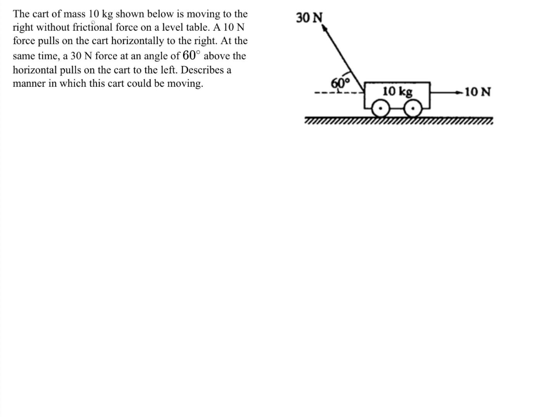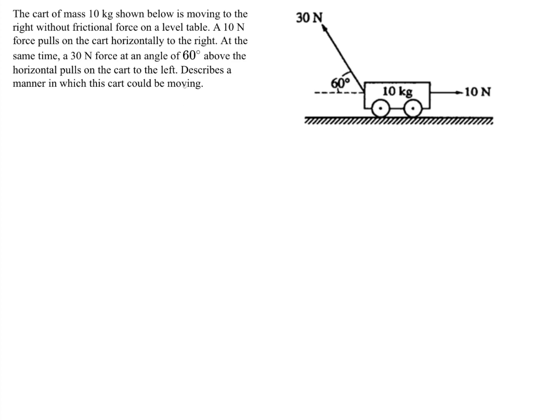The cart of mass 10 kilograms shown below is moving to the right without frictional force on a level table. A 10 Newton force pulls on the cart horizontally to the right. At the same time, a 30 Newton force at an angle of 60 degrees above the horizontal pulls the cart to the left. Describe a manner in which this cart could be moving.